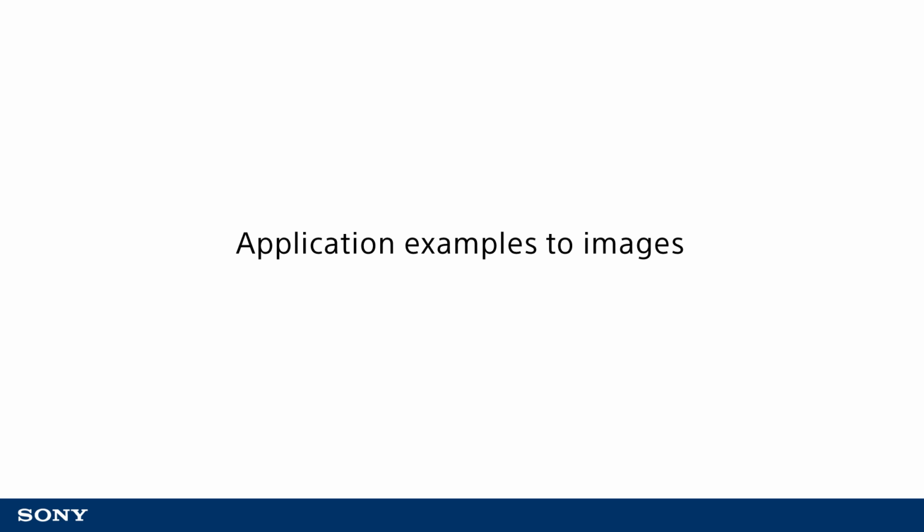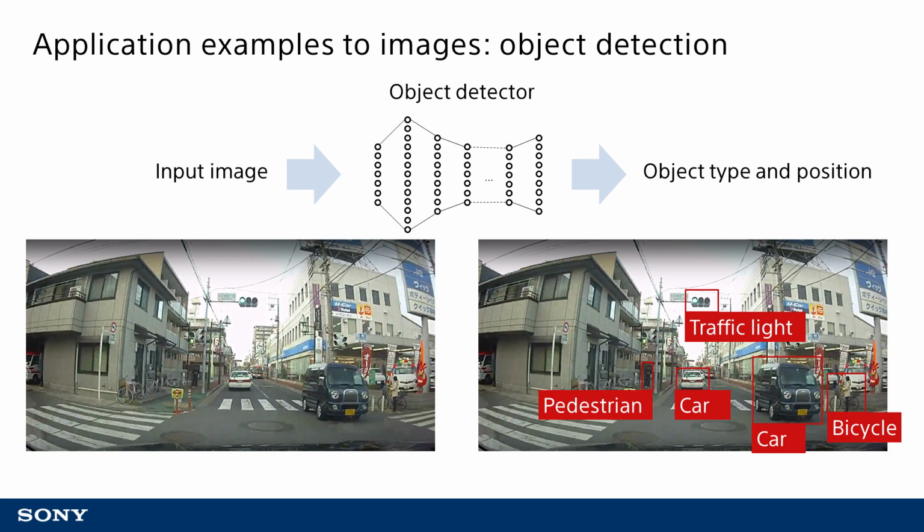Now I will explain the ability to achieve a variety of applications by changing input and output with some examples that are a bit more concrete. First is an example of application to images. The first example of application I will introduce is object detection. This is already a very typical application of deep learning. Object detection can be achieved simply by developing the image classification we discussed a bit more.